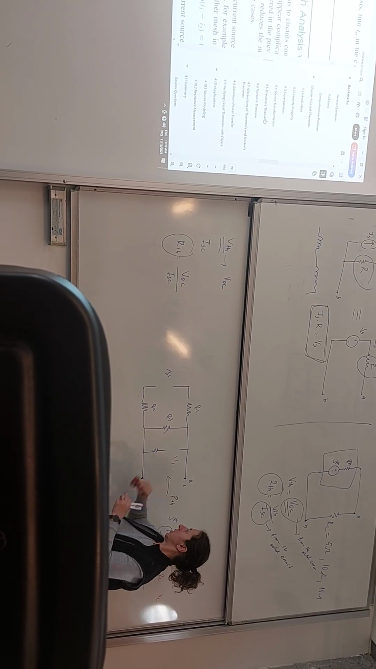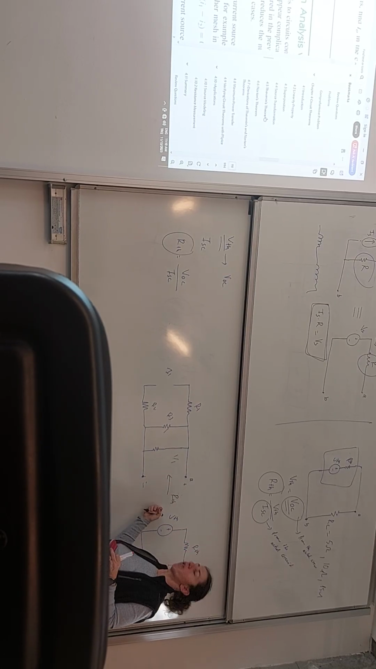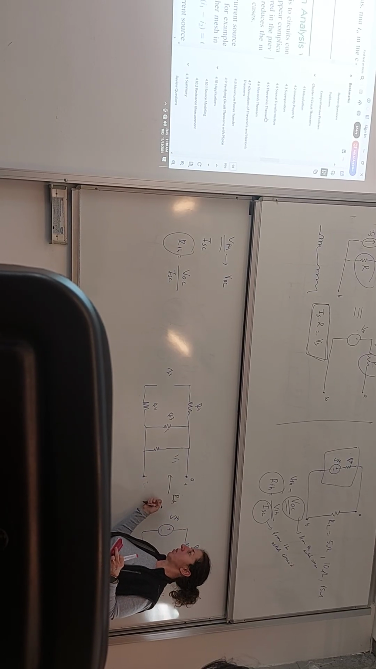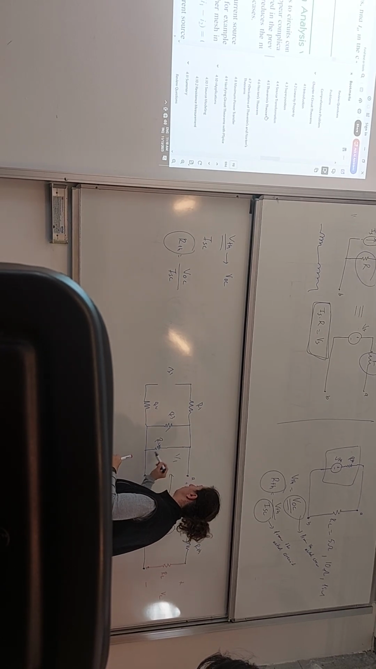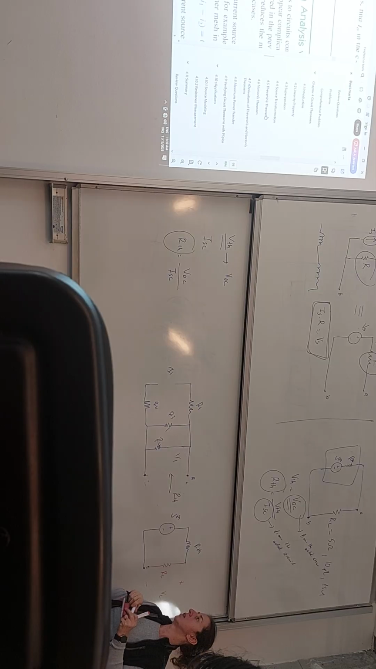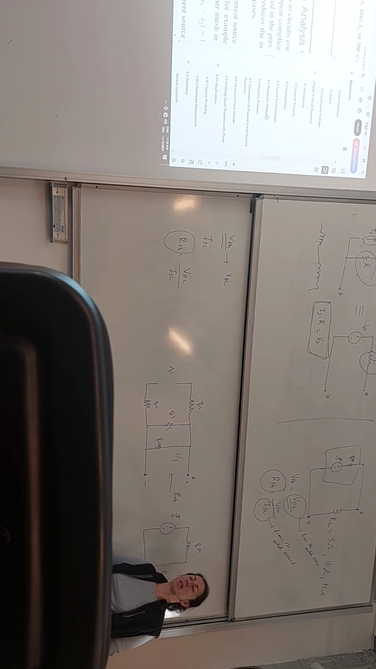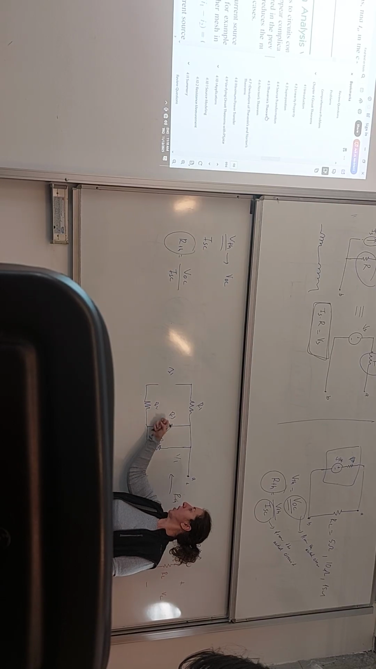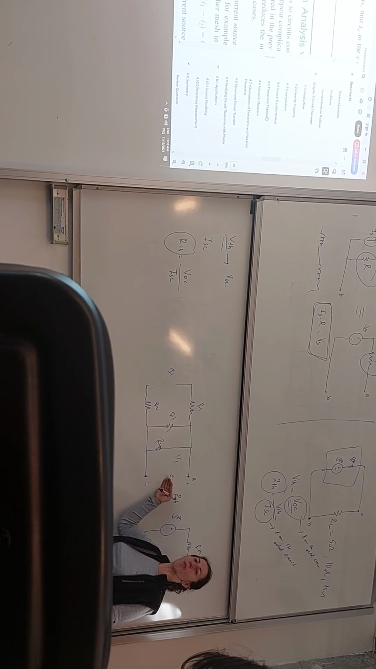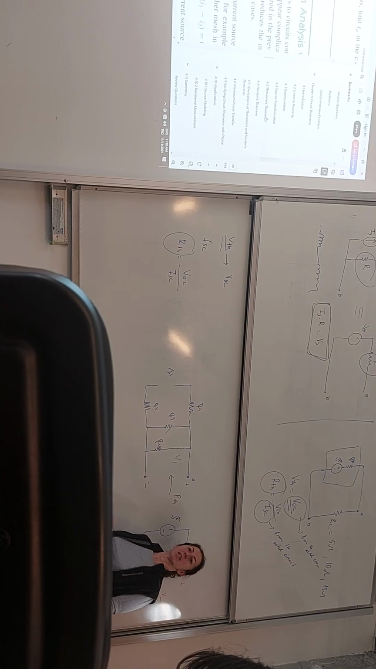Short circuit. Now, when I look from this perspective, and let's call this R4, what is the equivalent resistance? This is open circuit. I have R1, R2, R3, R4. When I look from here, what do I see?